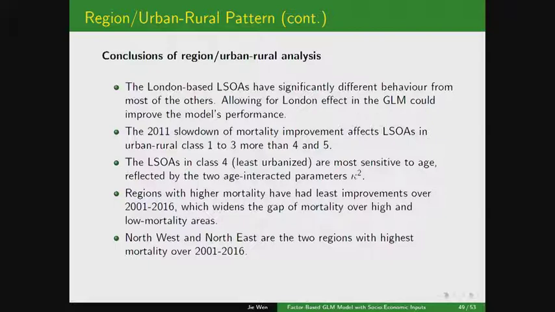We also fit the model to separate regions as well. There are 9 regions in total, but I didn't include that in the slides here. The results show that regions with higher mortality level have the least improvement over time. As Thorsten has mentioned, the slowdown in those high mortality areas is much more significant. The northwest and northeast are the two regions with the highest mortality compared to most other regions in England.